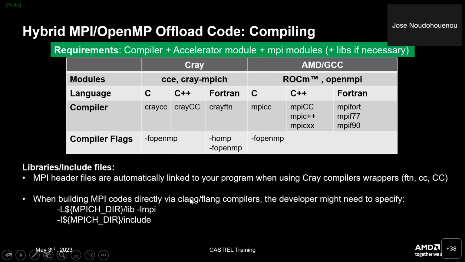For the ROCm package, the other way to build an MPI application is to directly use the Clang or Flang compilers instead of using mpicc, mpic++, mpicxx, all this stuff. You can directly build it based on Clang or Flang compilers. And in that situation, you might need to add a specific flag, -lmpi, and include the necessary files from the MPICH directory. So it depends on the developer's choice, but depending on the application, you might need to add additional header files or additional libraries if necessary.